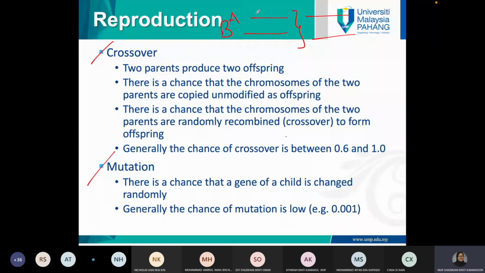And for mutation, there is a chance that a gene of the child is changed randomly. Meaning, if we have a binary sequence here, we might change, let's say, this part from 0 to 1. Then the new chromosome will be 0 1 1 0 1. That's the process of mutation. You select one gene or two genes, how many depends on you, to create a new offspring.